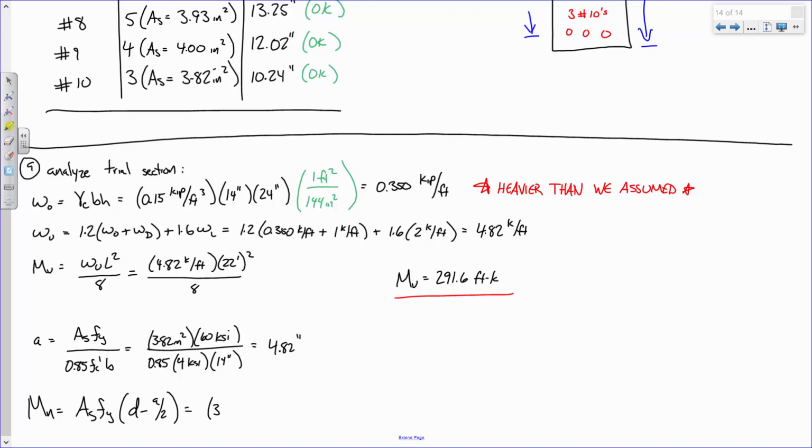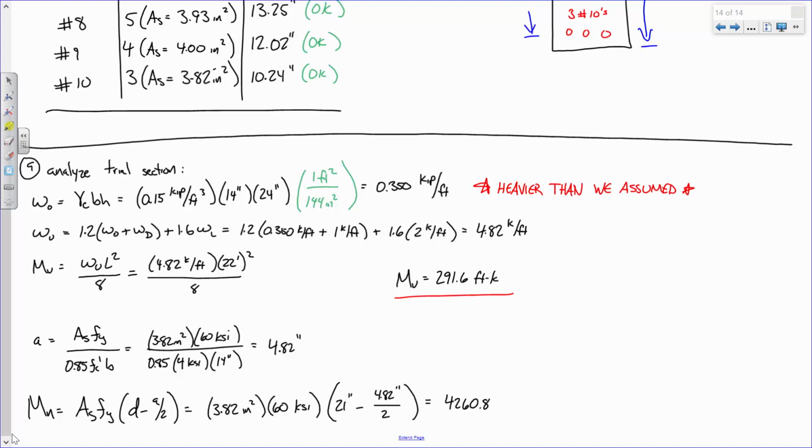Alright, so 3.82 square inches, 60 KSI. What was D for this section? 21. 21 inches minus 4.82 over 2. Now what does that come out to be? 4260.8. Say it again, 4260.8. Okay, so 4260.8. What are the units there?